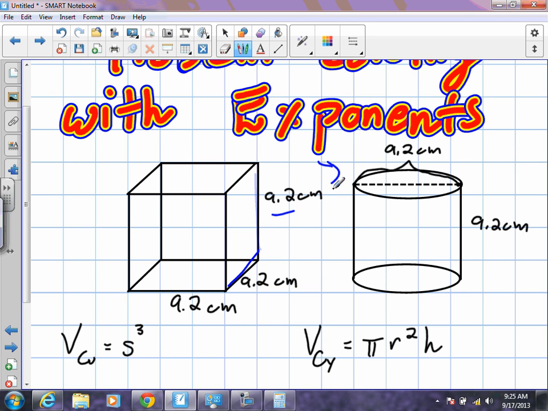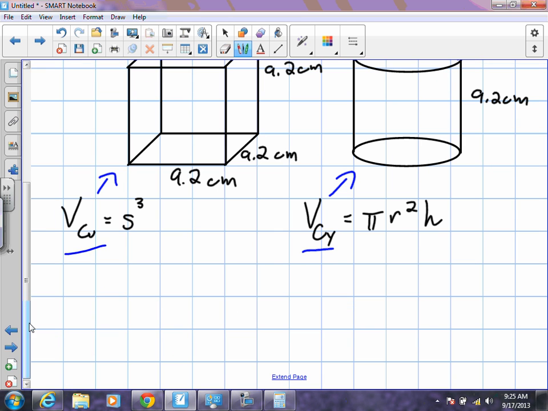We've also been given a container that's a cylinder. The diameter of the circle on top is 9.2, and the height of the cylinder is 9.2, very similar to the cube. We want to figure out which one will have a greater volume. Okay? And the formulas for the volume of each of the containers are written below. They both involve exponents.